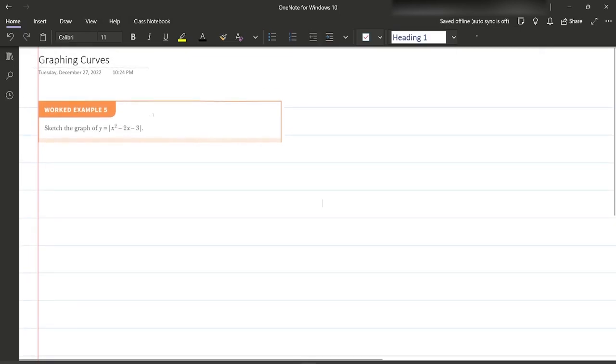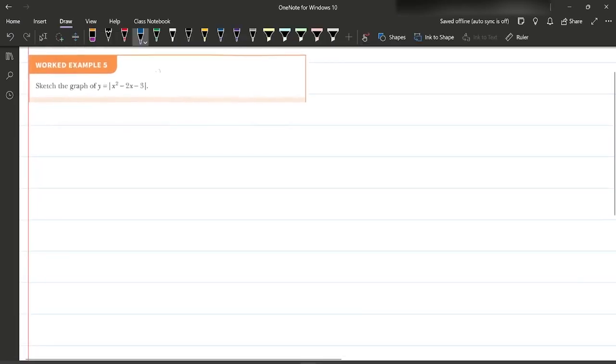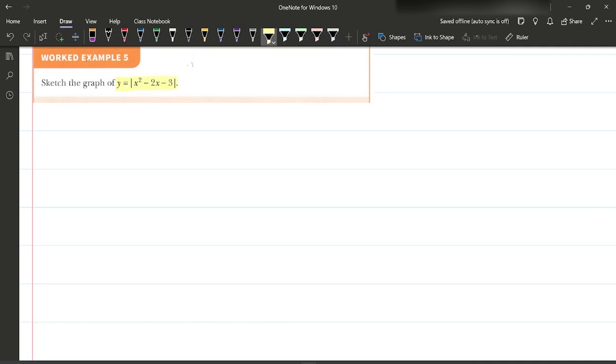Today we're going to be learning how to graph curves, quadratic curves to be exact. Here's an example from the textbook. Y is equal to, by the way, this is the modulus sign. We've seen this before in functions. So what this basically means is that every y value is going to be positive, okay?